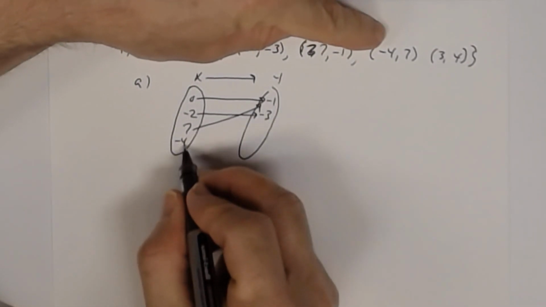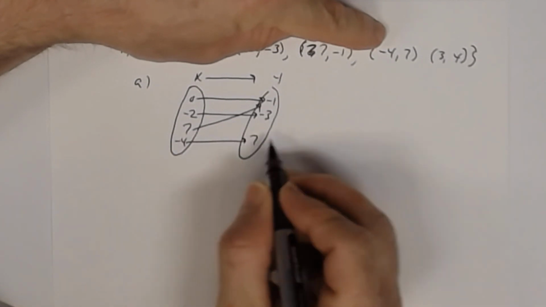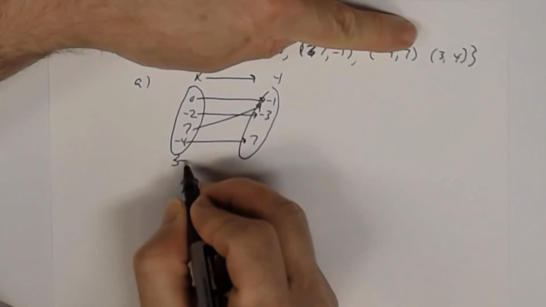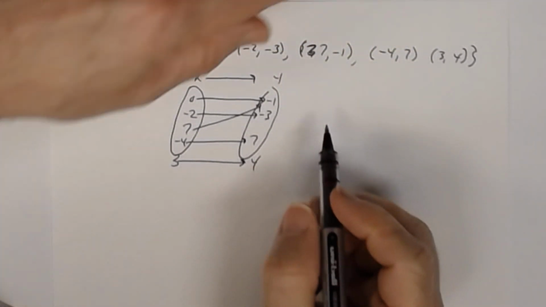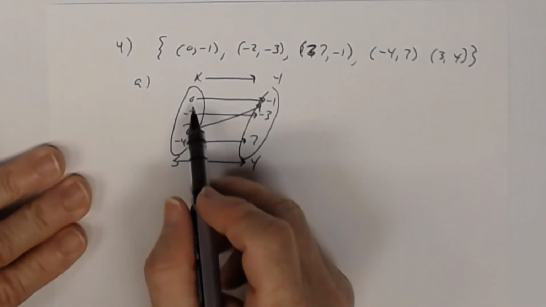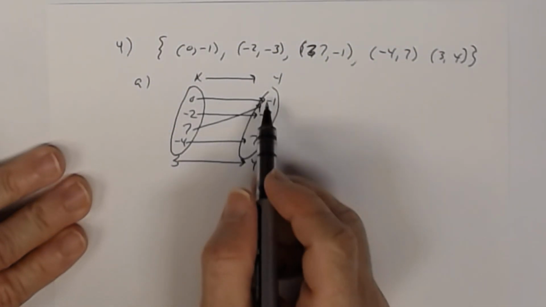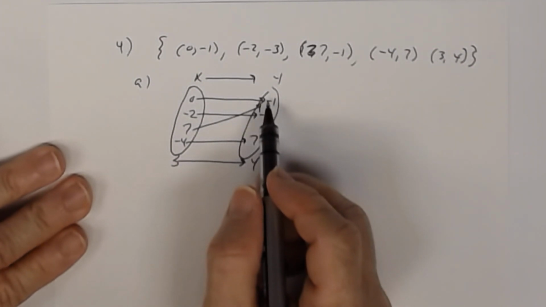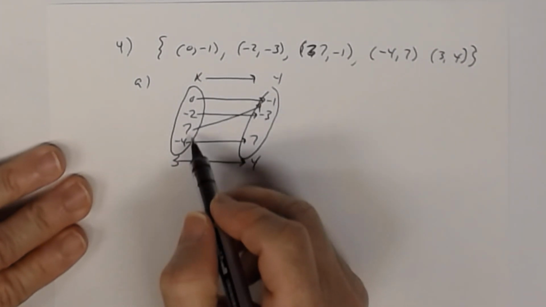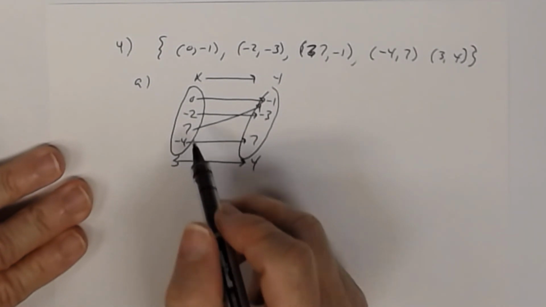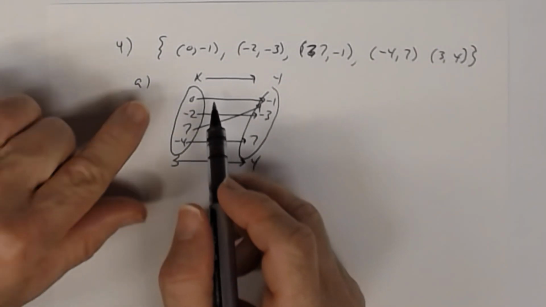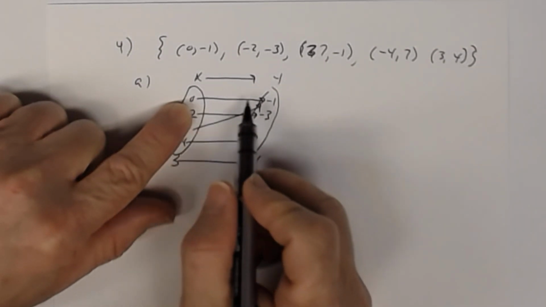When x is negative 4, my y value is 7. When x is 3, my y value is 4. So I want you to notice the definition of function. For each x, there's only one y value. So you see that negative 1 as a y is attached to two different x values, but that's okay. That is okay. The definition of function says this: for each x, there's got to be only one y.